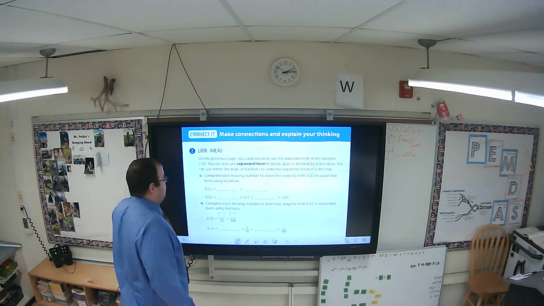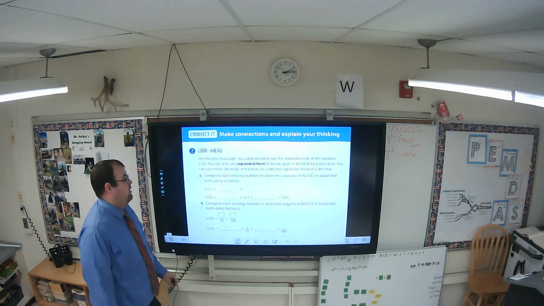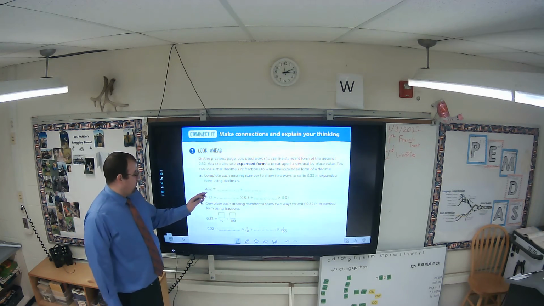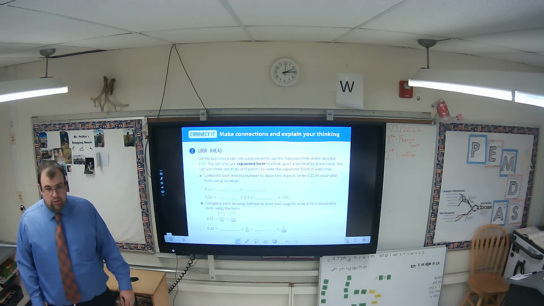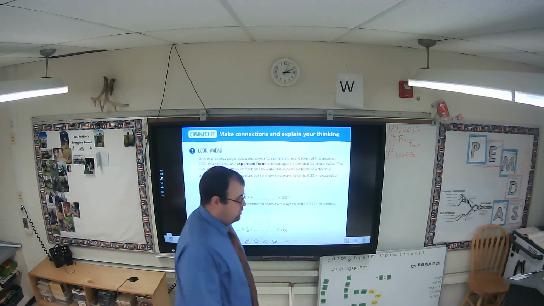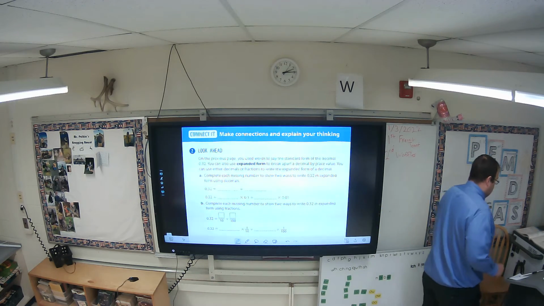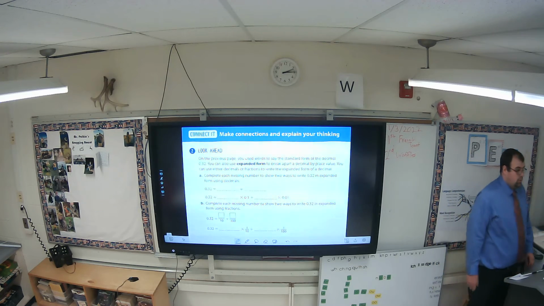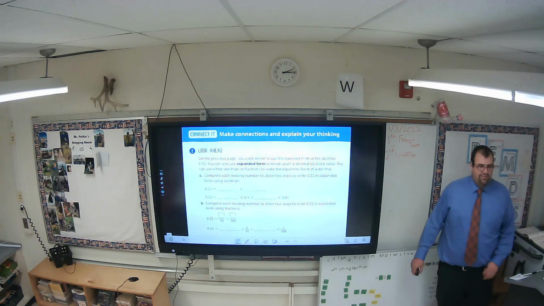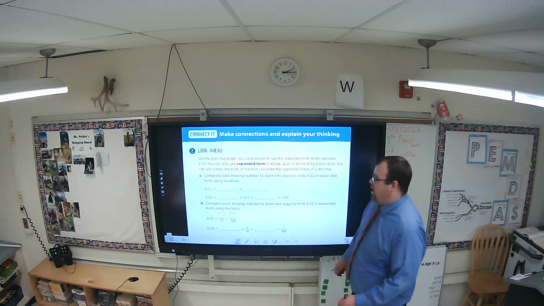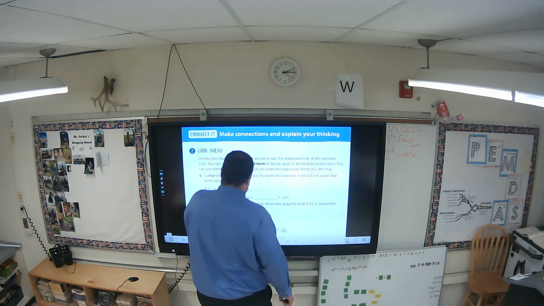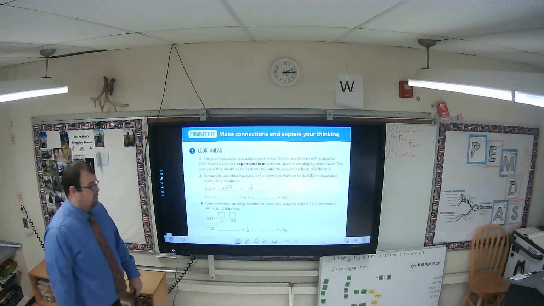Complete each missing number to show two ways to write 32 hundredths in expanded form using decimals. So I have 32 hundredths. What am I going to break it apart into? This is a tricky one. Would I just write 30 and then 2? Or 32 point 30 and then 2? That's what I thought.